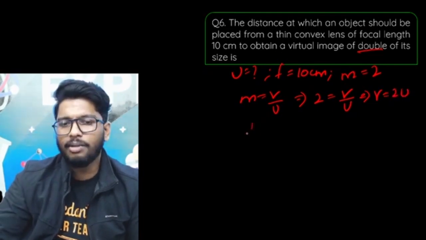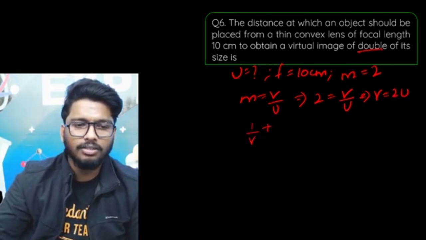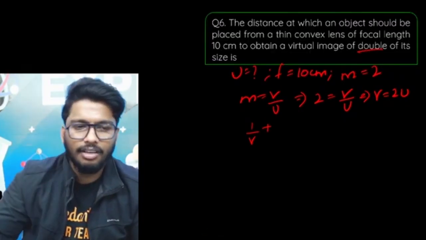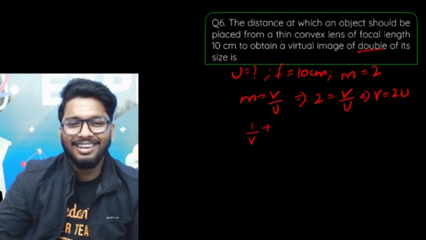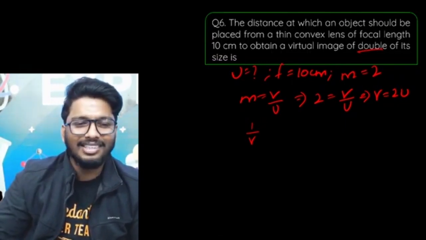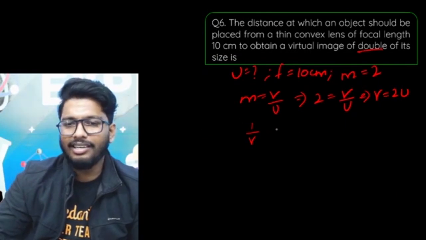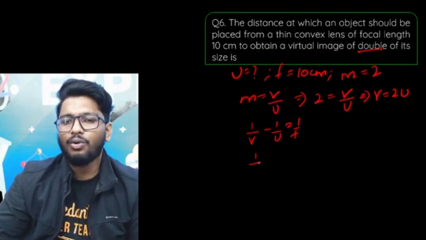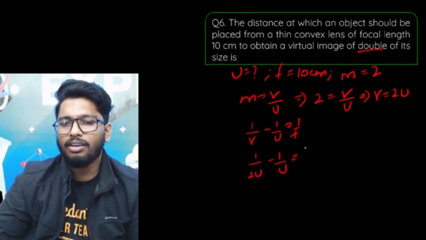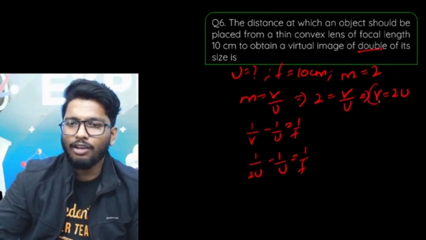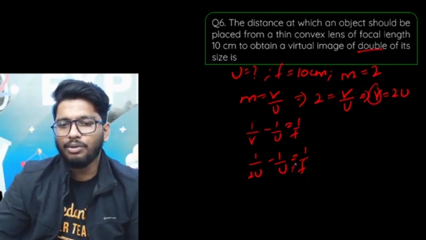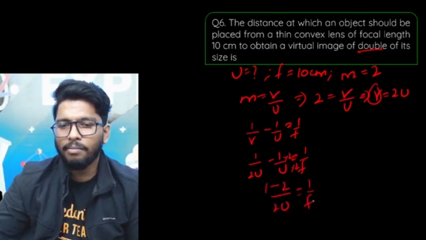So use the lens formula now. 1 by v minus 1 by u is equal to 1 by f. Once again people, let me just write it down. 1 by v minus 1 by u is equal to 1 by f. I just put the value of v in place of v, so put it as 2u. 1 by 2u minus 1 by u is equal to 1 by f. Multiply by 2 to find the LCM. So 1 minus 2 divided by 2u is equal to 1 by f.